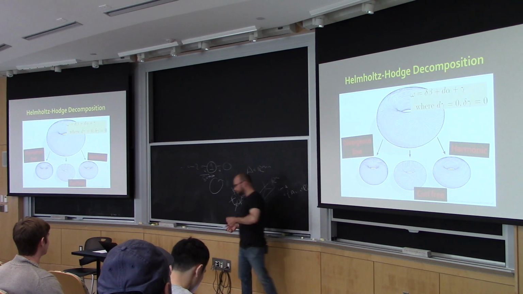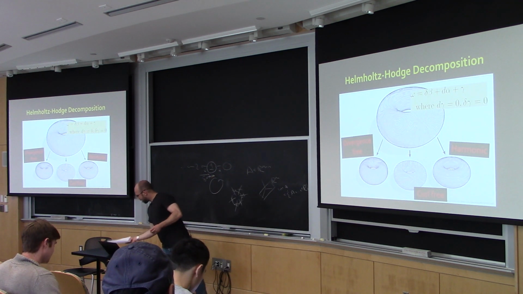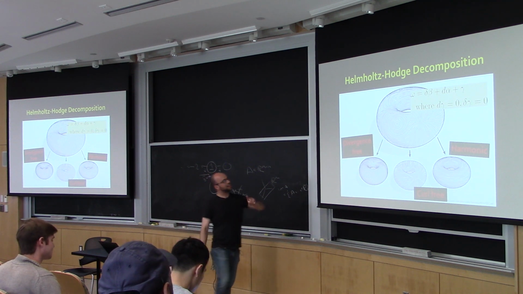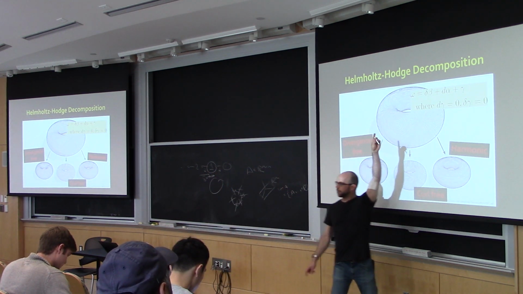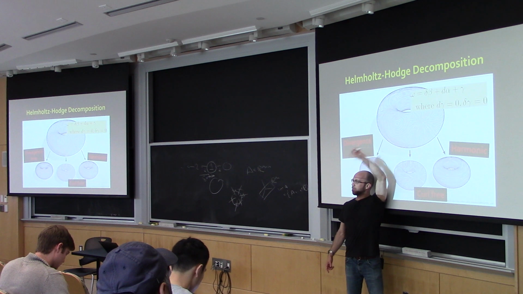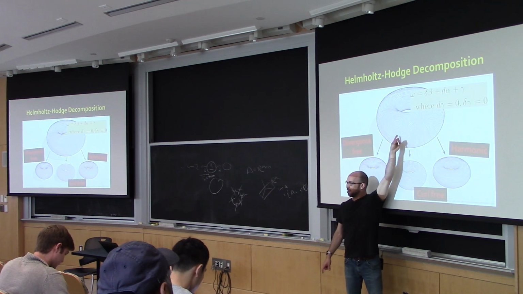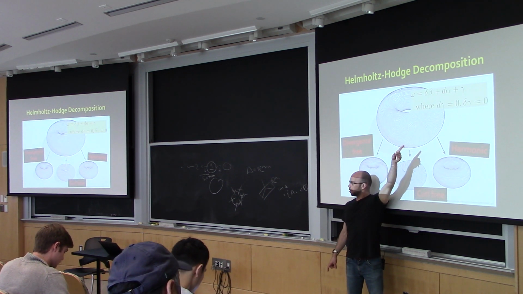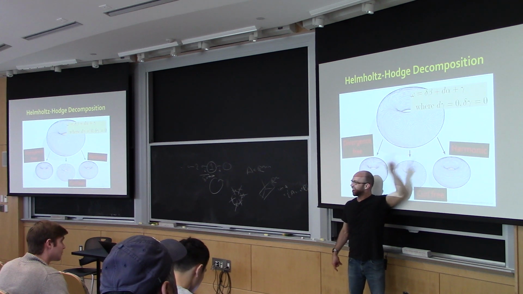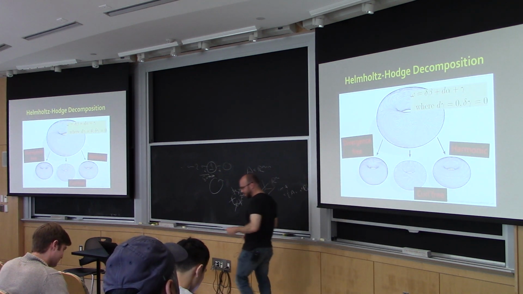Okay. So what I claim is that I can take any 1-form, remember that's secretly just a vector field, and decompose it as a sum of three things: d of something, delta of something, and a third thing. But these three things are going to have some nice properties.